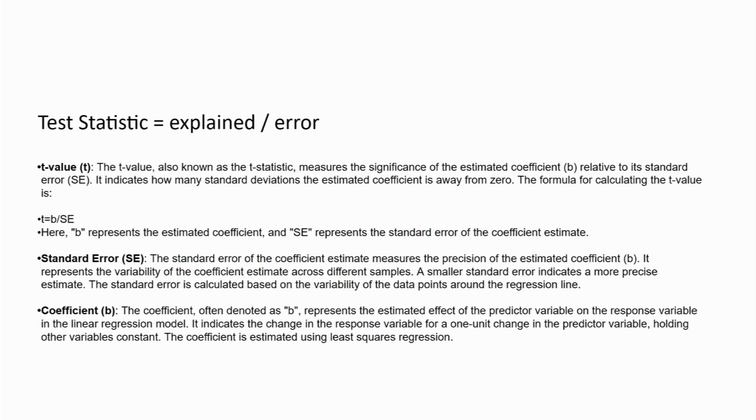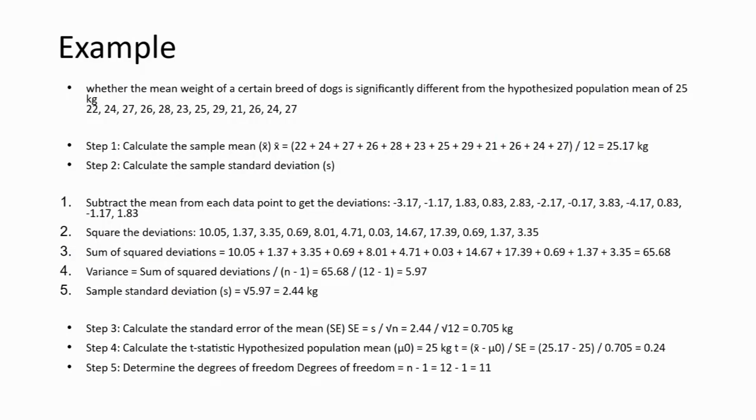So the parameter t is b, which is a coefficient we are trying to explain, divided by standard error. Okay, and right now we will just take an example. Please pay heed to the data. There is ample data on the sheet. You can zoom in if you want to. Now suppose you need to understand from this data, 22, 24, 27, 26, 28 till 27, is the average mean 25 or not? That's the question.